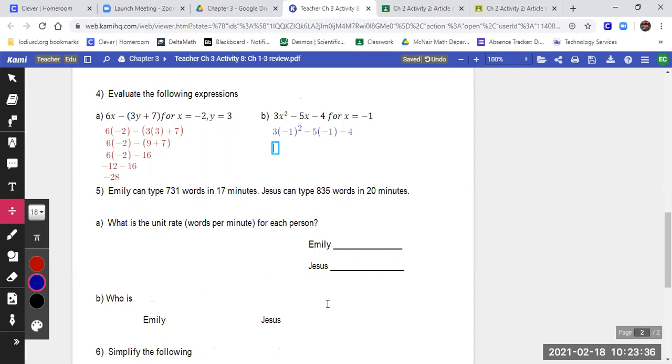That does not mean times by 2. It means take 2 of yourself and multiply them. So that's 3 times negative 1 times negative 1. Okay, so I'm actually going to write it that way because some people keep forgetting what that exponent means. Okay, so what I did was I took this exponent and I spread it out so I could do the math. What's a negative 1 times a negative 1?